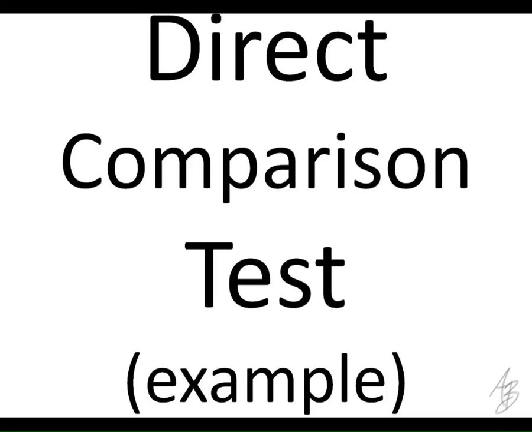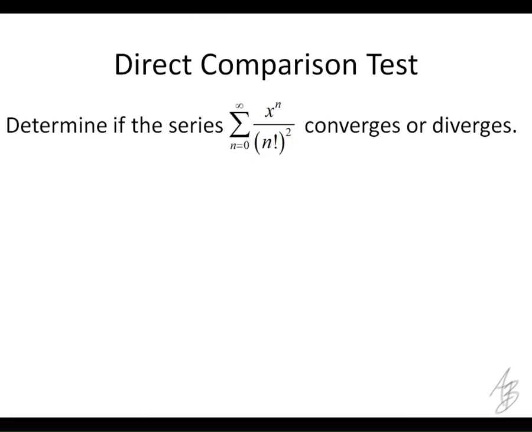So let's look at an example of how we can use a direct comparison test. I want to know if this series here converges or diverges. And this is going to be the form that most of the problems that you're going to have to do will take. So we have this series x to the n over n factorial squared, and we want to know if that series is going to converge or diverge.